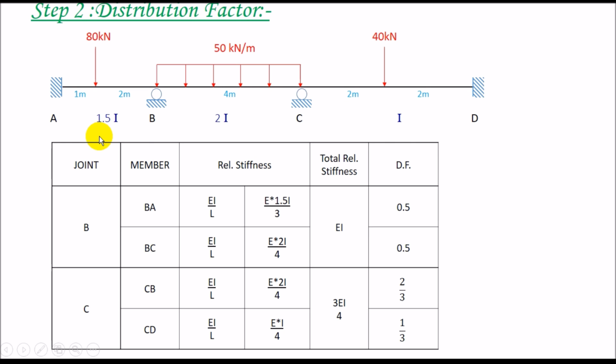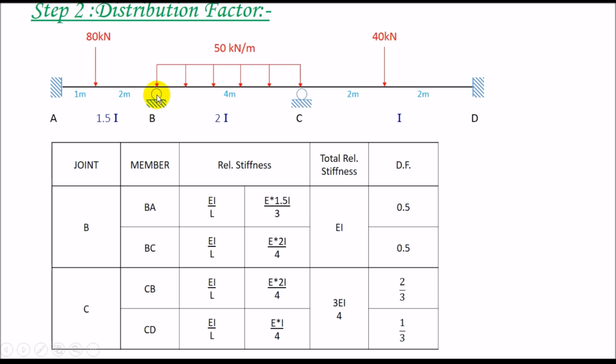Now step 2 is calculating the distribution factor. The distribution factor is very important for the moment distribution method. We can calculate the distribution factor by drawing a table, and I'll explain this table. It consists of all the intermediate joints. In our case there are only two intermediate joints, B and C. Why are they called intermediate joints? Because they connect more than one member.